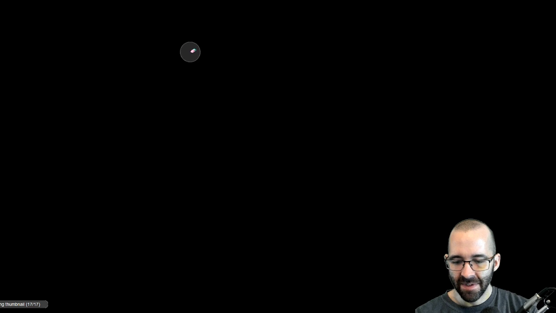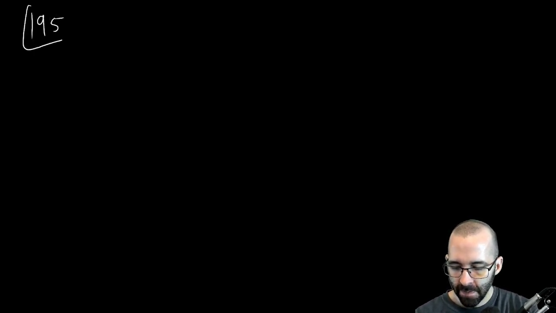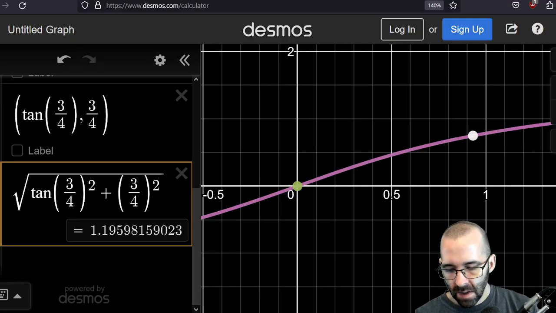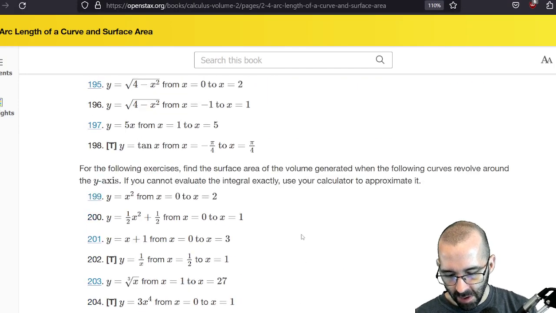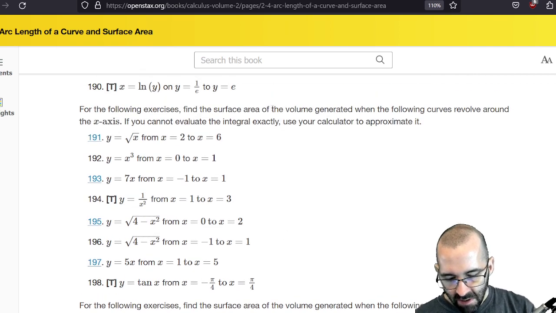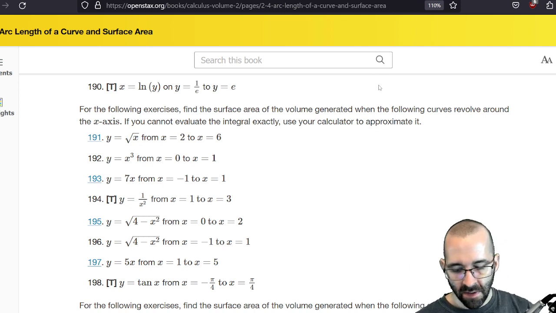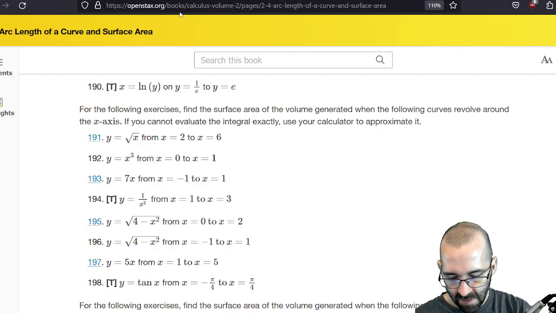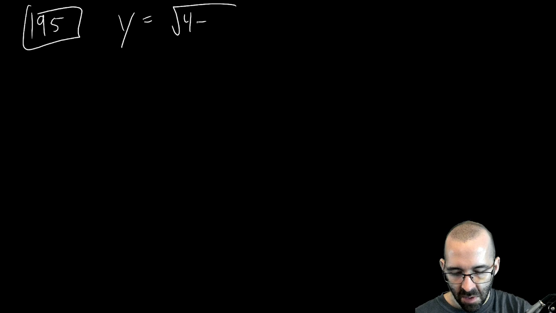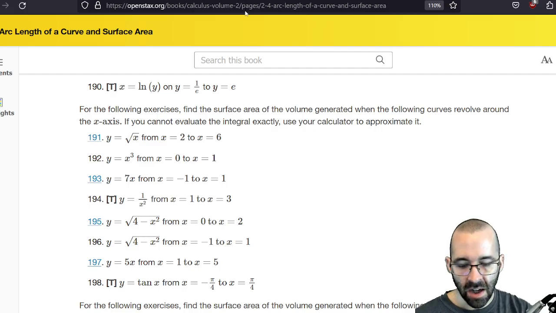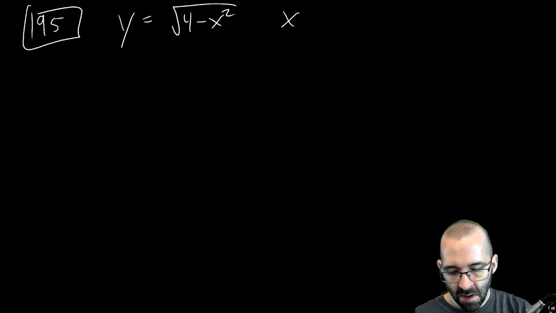Let's do the last one. 195. Goodbye, October. Oh, don't scroll that much. Find the surface area of the volume generated when the following curves revolve around the x-axis. So we're looking at under the graph, and 195 says y is going to be the square root of 4 minus x squared. Okay, so we got a semicircle situation. X equals 0 to x equals 2.